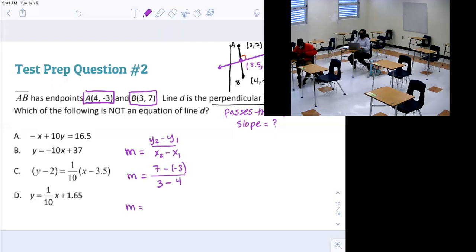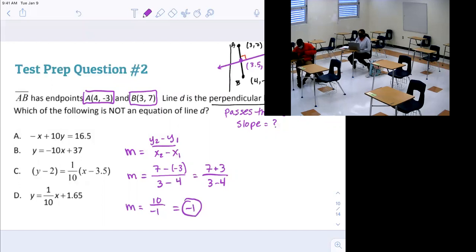All right. Since I'm doing 7 minus -3, that becomes 7 plus 3. So what's 7 plus 3? 10. Good. And then 3 minus 4 is -1. So my slope is -10 over -1... so my slope is -10. Now that's the slope of the original line.